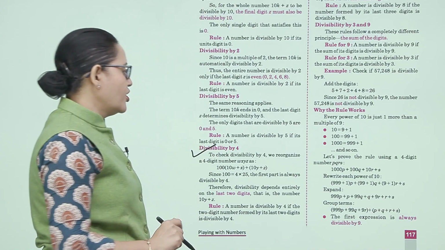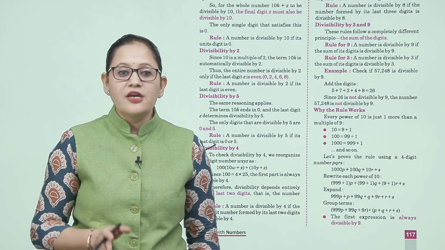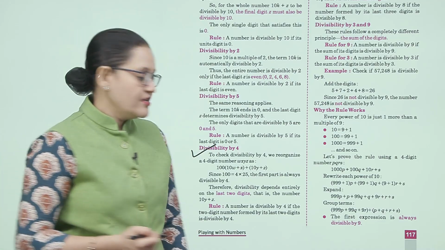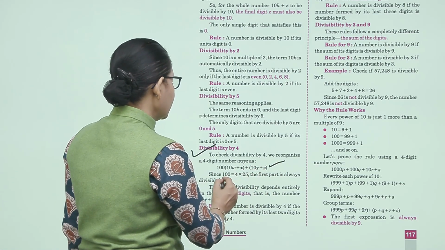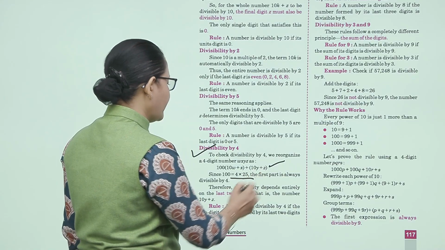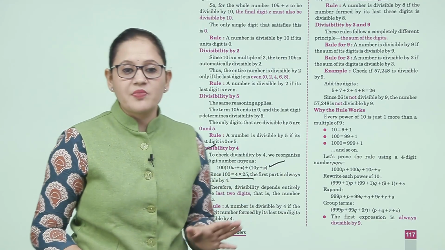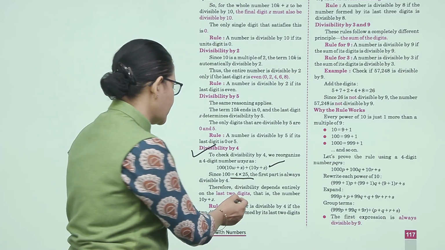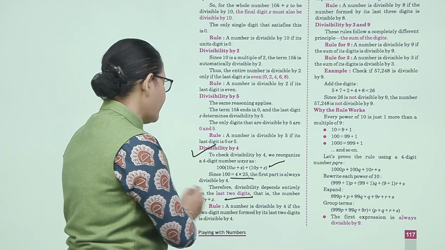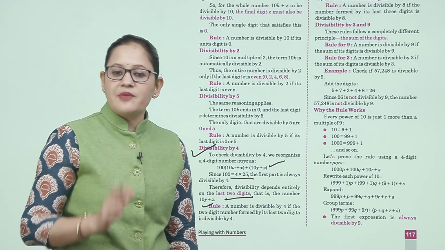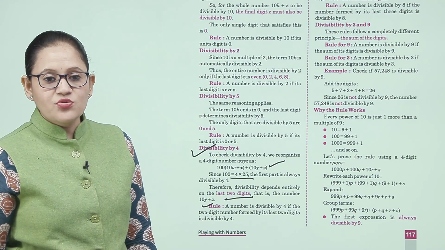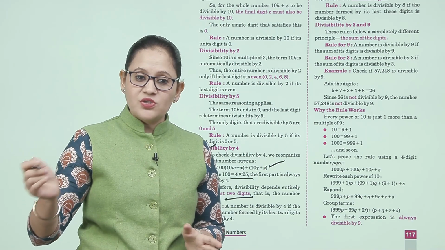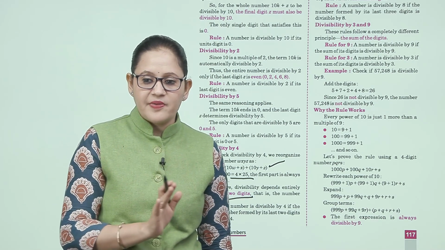Now, divisibility by 4. To check the divisibility by 4, we recognize the 4-digit number WXYZ as like this. Since 100 equals 4 into 25, the first part is always divisible by 4. Therefore, the divisibility depends entirely on the last 2 digits. It is the number 10y plus z. So, the rule is: if the 2-digit number formed by its last 2 digits is divisible by 4, then the number is divisible by 4.